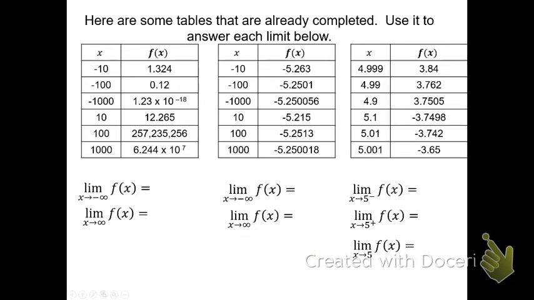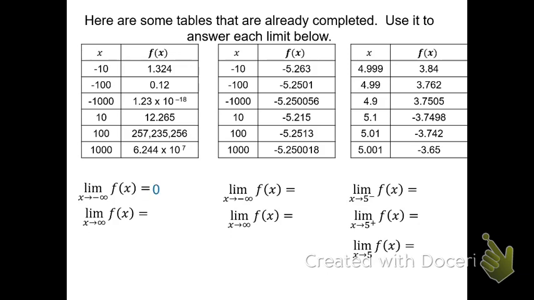All right, for the last set of problems, I've got the tables all filled in already. Why don't you take a moment and fill in the limits? All right, the limit as x approaches negative infinity of f of x here. Well, let's look at it. -10 is 1.324. -100 is 0.12. And -1000 has an f of x value of 1.23 times 10 to the -18. Now that's not unbounded. 1.23 times 10 to the -18 has a bunch of zeros in front of it. That's 0.000000000 and so on, 1.23. It's essentially becoming 0. So the limit of f of x as x approaches negative infinity is 0.